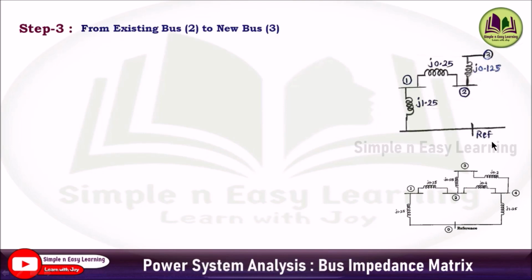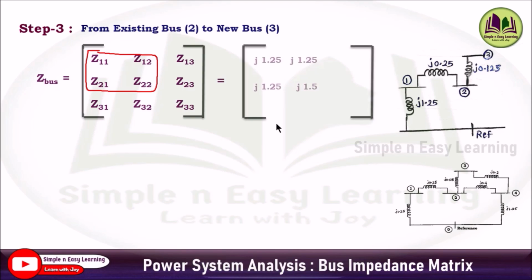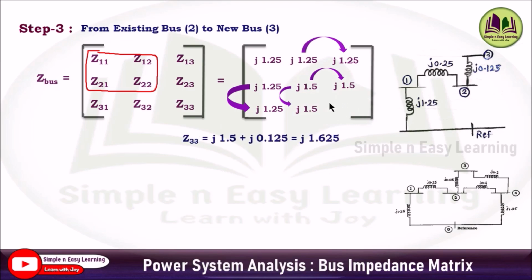In step 3, from existing bus 2 to new bus 3, we are going to consider J0.125 reactance. So here you will be getting these 9 parameters. Out of these 9 parameters, these 4 parameters we already found in the second step. Directly you can substitute those parameters here and simply copy paste the parameters row wise and column wise: J1.25 here, J1.25 here, J1.5 here and J1.5 here. Simply copy paste. And the final value Z33 will be calculated like this. Z33 is equal to the previous value, that is either Z23 or Z32.